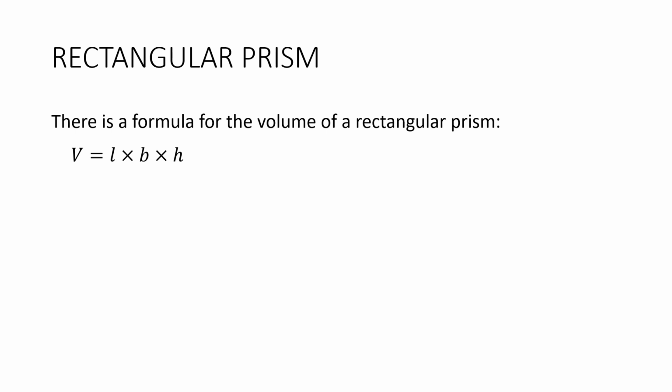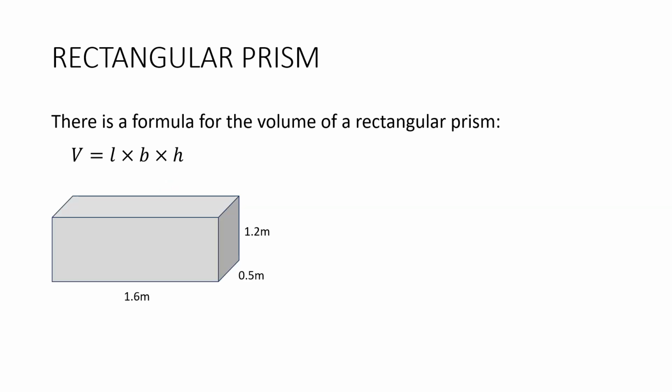Now there is a formula for the volume of a rectangular prism. It's length times breadth times height. Here's an example. We have a rectangular prism with length 1.6 meters, breadth 0.5 meters, and height 1.2 meters. And so we go 1.6 times 0.5 times 1.2, which is 0.96 meters cubed.